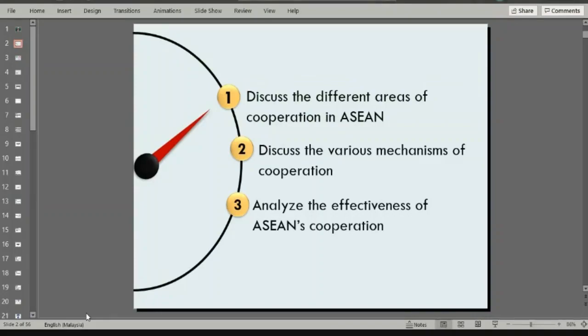And number 3, analyze the effectiveness of ASEAN's cooperation. So after we have gone through all the different mechanisms or initiatives, hopefully you'll be able to judge for yourself whether the regional cooperation within ASEAN has been effective or not, and what improvements can be made in terms of ASEAN's regional cooperation. So that's the aim of this chapter.